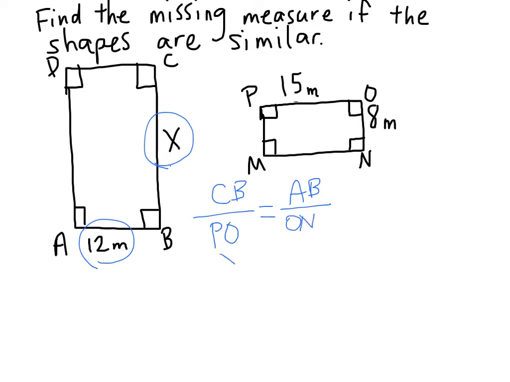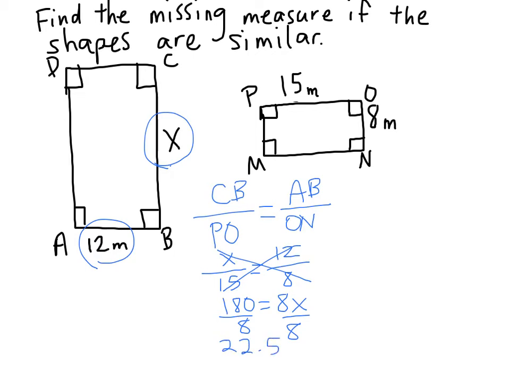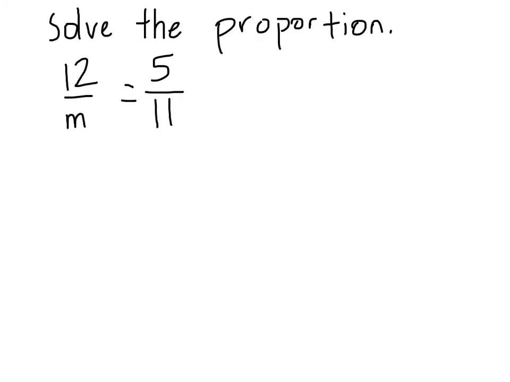So I say X over 15 equals 12 over 8. And then I cross multiply. So I do 12 times 15 and X times 8. So I get 180 equals 8x. And then I divide both sides by 8. And I get 22.5. And my unit is meters. And that equals x.